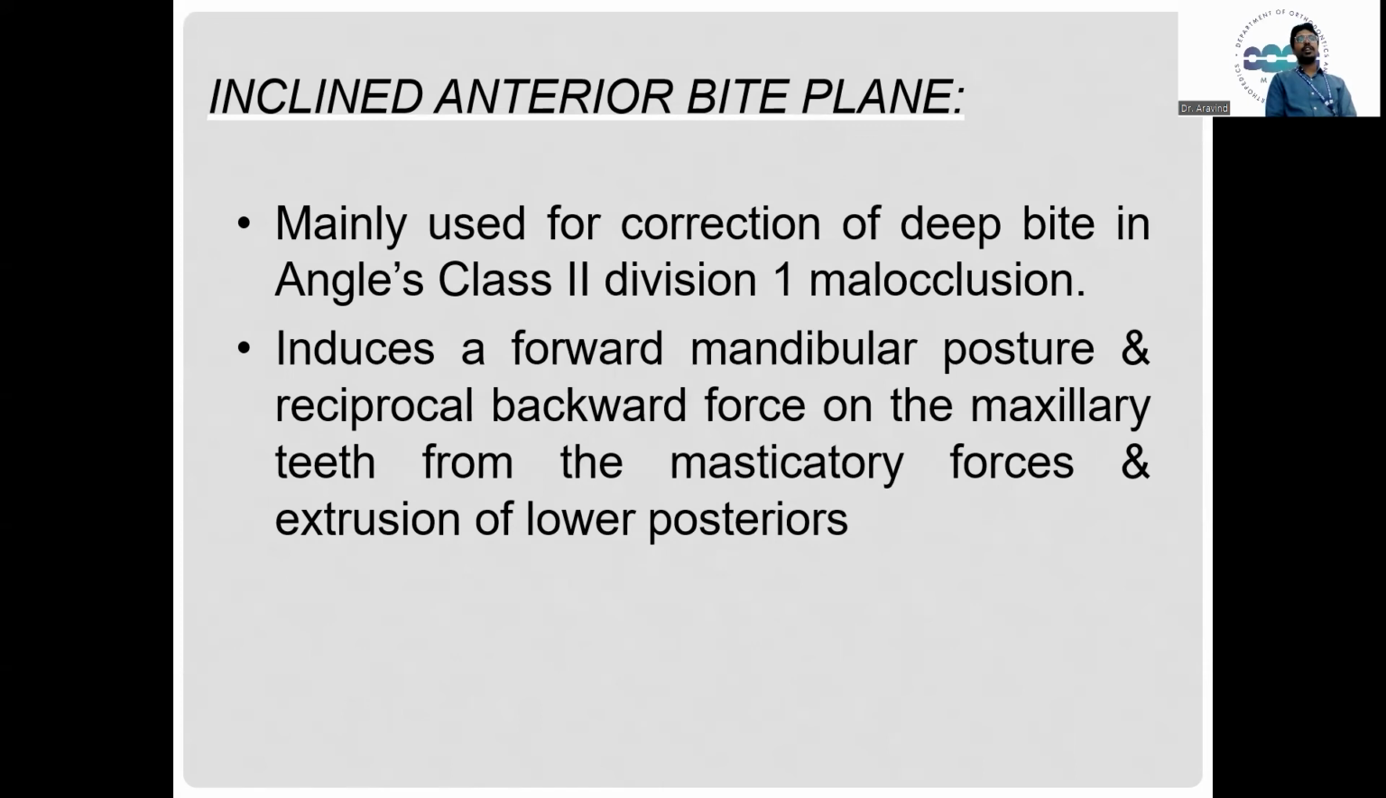Next, coming to the inclined anterior bite plane. The inclined anterior bite plane is usually used for correction of the deep bite in Angle's class 2 division 1 malocclusion. It basically induces a forward mandibular posture, with reciprocal backward forces exerted on the maxillary teeth due to masticatory forces, and extrusion of the lower posteriors.